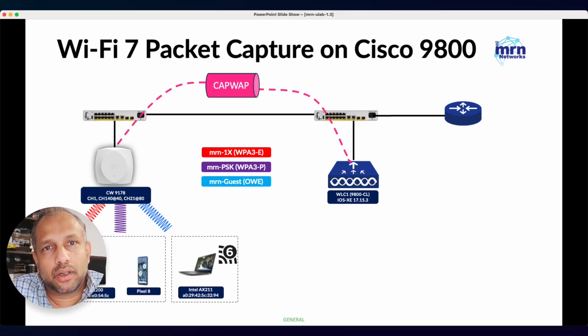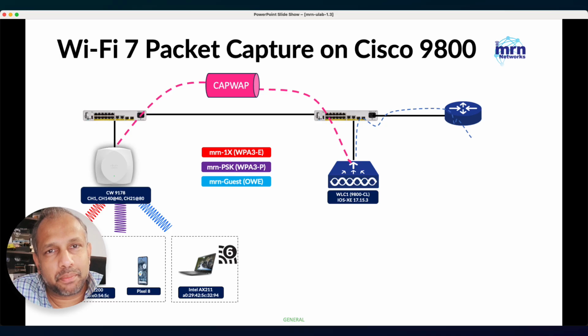Now, if you deploy a Cisco access point in local mode, traffic will be tunneled back to the controller. This is different to FlexConnect, where traffic will be locally switched. So keep in mind, you can capture everything at the controller if you have a local mode deployment. The assumption here is that you have a local mode deployment.